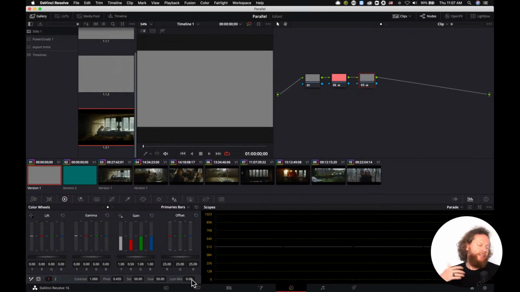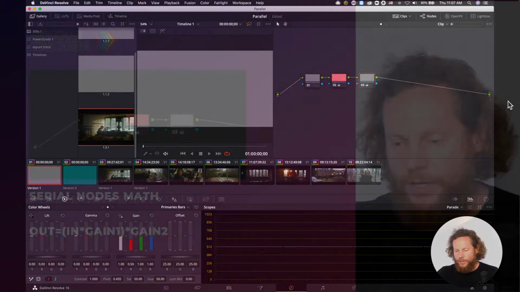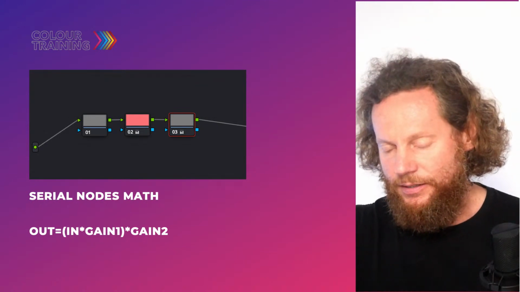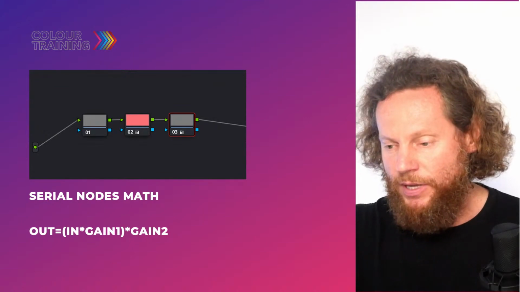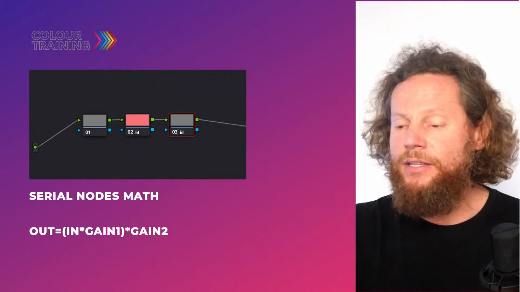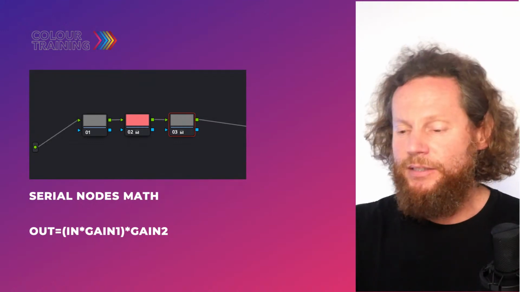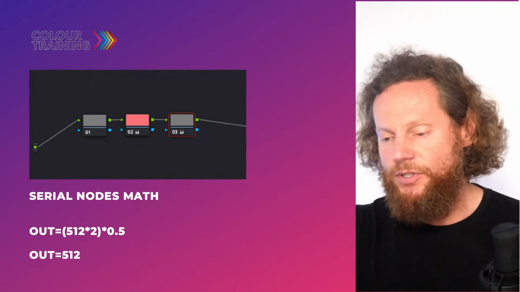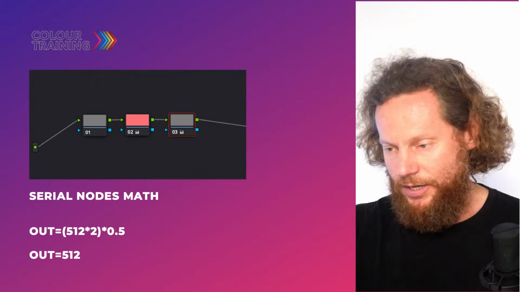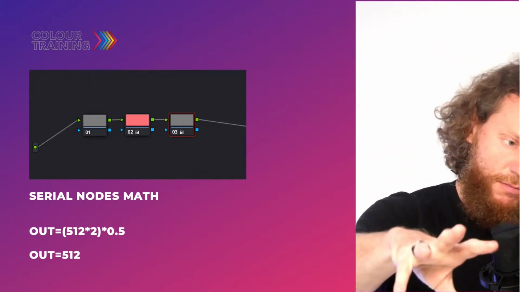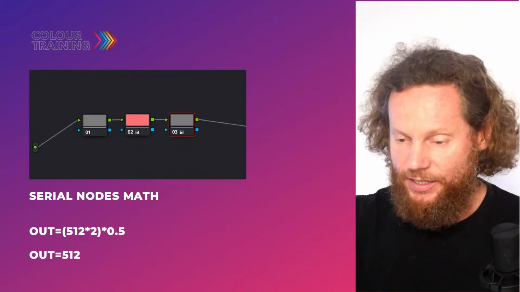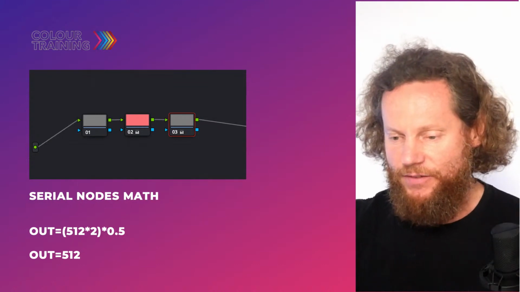And this is what we expect in the float mathematics that DaVinci is using. Now I'm going to show you a little bit of how this works. The formula is that the output is calculated as the input multiplied by gain 1, and then the output of that node is multiplied again by gain 2. So let's take the numbers: 512 times 2 times 0.5 is 512. So everything is working as expected. Our mathematics of how serial node processing works really matches what is happening inside DaVinci. So this is actually very, very important.